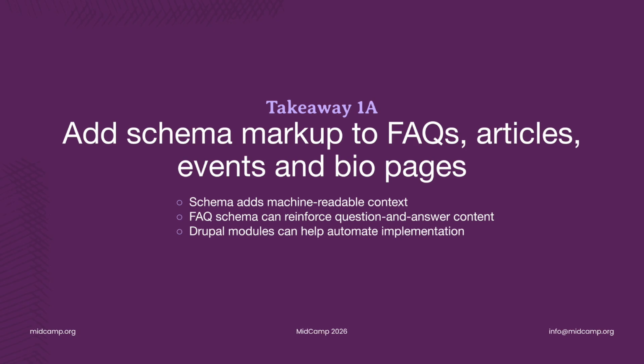While you're doing that, go ahead and talk to your developers. So this is takeaway number 1A: consider adding schema markup to these pages for FAQs, articles, events, and bio pages. Schema helps AI understand the page because it's machine-readable content and context. There are certain formulas that work with different pieces of content. FAQs have a particular schema, while events have another. For events, it's title, date, location, time, those common things, and that helps AI understand that content. And of course, there are Drupal modules that can help automate that, and if you want to talk about that, we can talk afterwards, and I'll pull in one of my developers to talk to you.